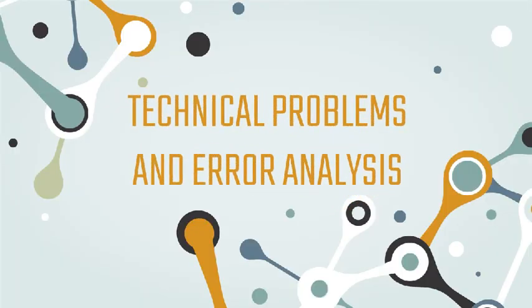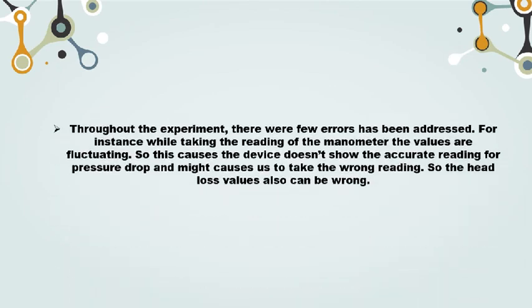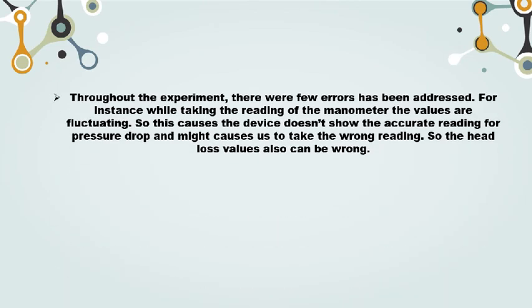So we'll continue on the technical problems and error analysis. Through the experiment, a few errors were addressed. For instance, while taking the reading with the manometer, the values of the pressure drop keep changing and fluctuating. So this causes the device to not show an accurate reading, and this also causes the calculated head loss values to become inaccurate.